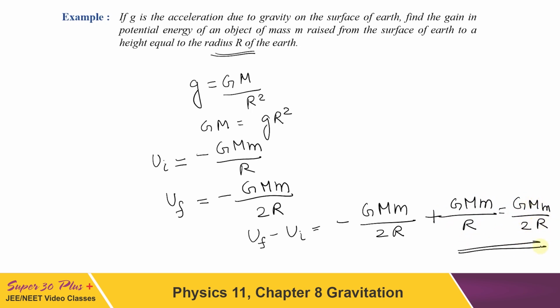As you can see, if we had applied directly the formula mgh, the result would have been GMm/R, which is not correct, because this time the height is not a small height, so directly we cannot use the formula mg delta h. We have to proceed in a general way and then get the result, that is equal to GMm/2R.